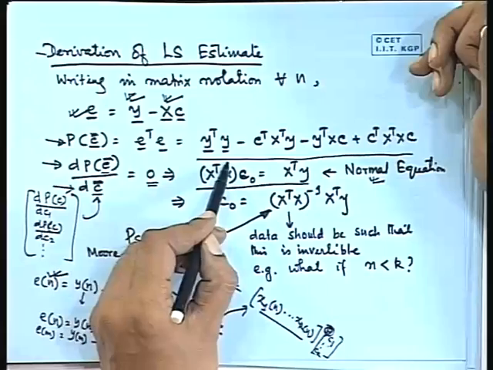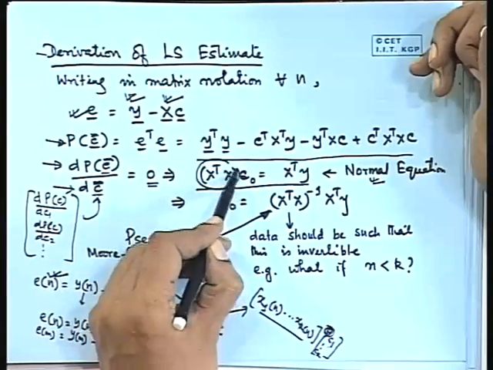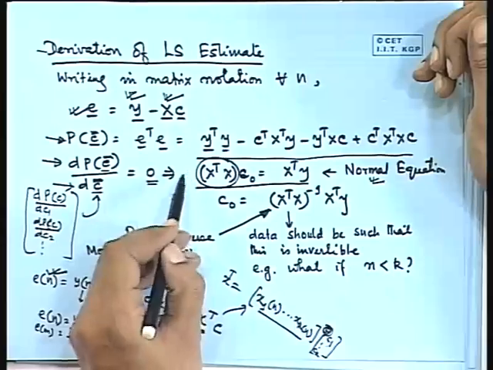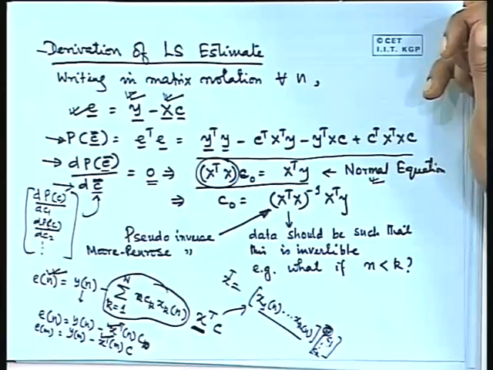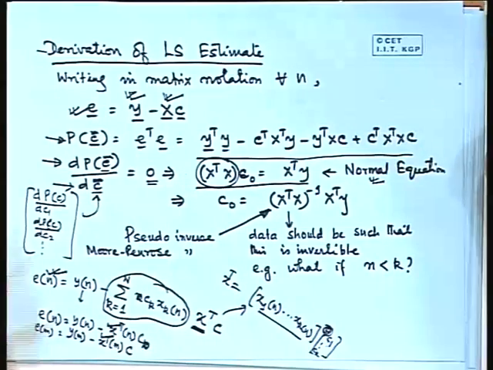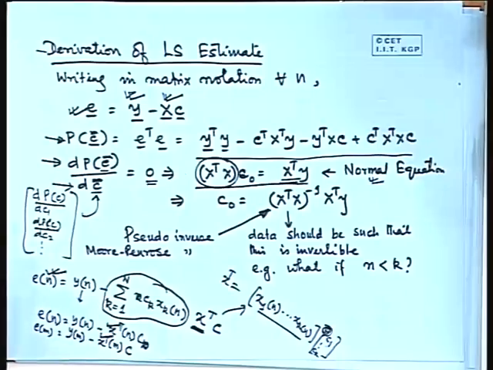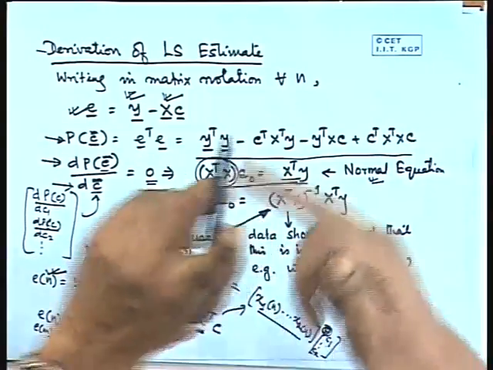Only thing is that previously this is R now. There you got R because you had an expectation. Now you don't have any expectation. You are only doing it with respect to that data set. And this is like the cross quantity between y and x, right?